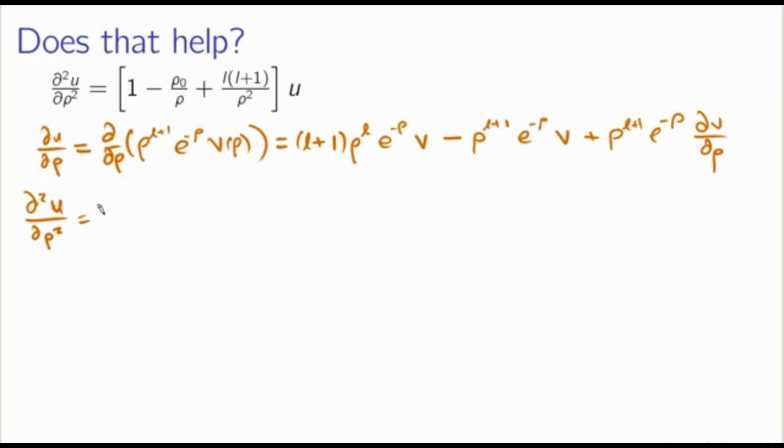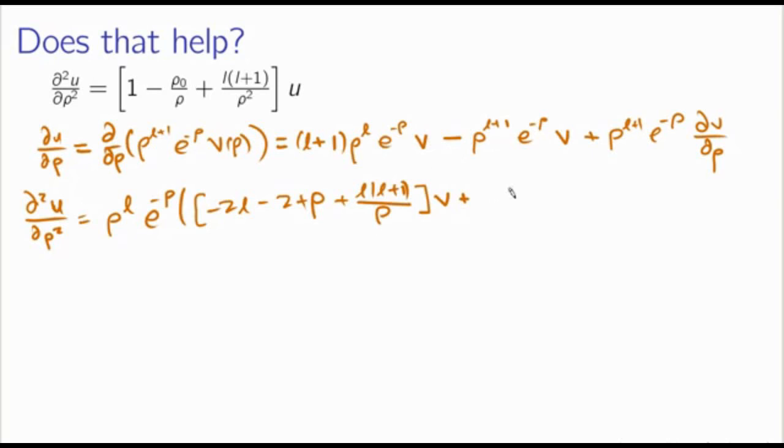And finally, at the end, after doing a little bit of simplification and rearrangement, rho to the L, e to the minus rho, times this big long expression, minus 2L minus 2 plus rho, plus L plus 1 over rho, times v. We end up with something that doesn't have any derivatives applied to v, just from the derivatives applied to the other terms, the terms other than v, in these product rule type calculations.